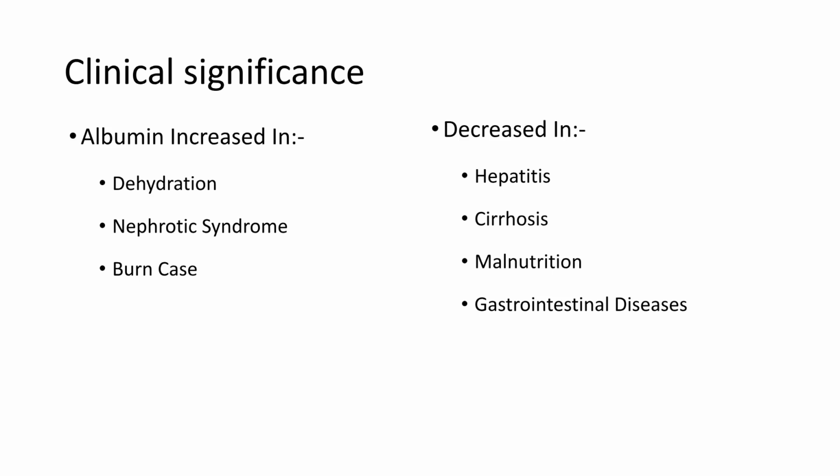Albumin levels may be increased in cases of dehydration, nephrotic syndrome, and severe burns. Decreased levels are associated with conditions like hepatitis, cirrhosis, malnutrition, and gastrointestinal diseases.